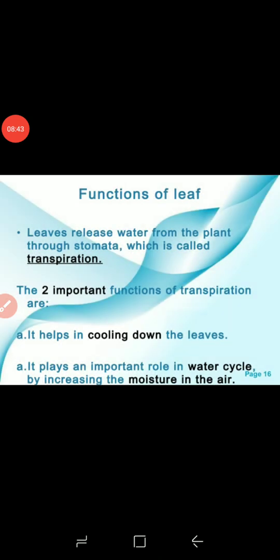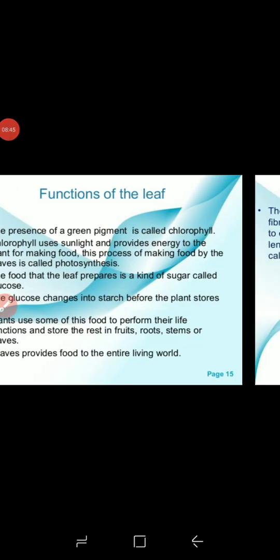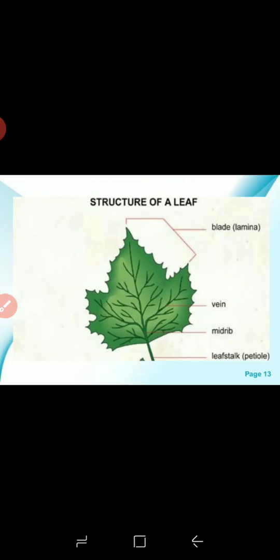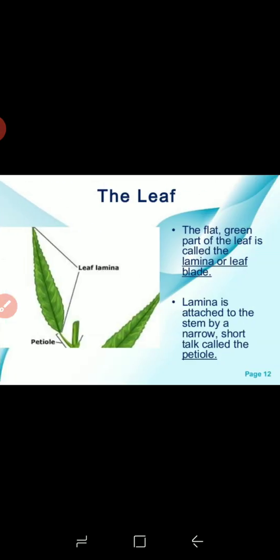Okay, so dear children, today we have seen the function of leaf, types of leaf venation, structure of leaf and the leaf.